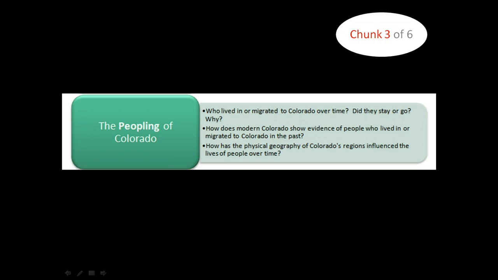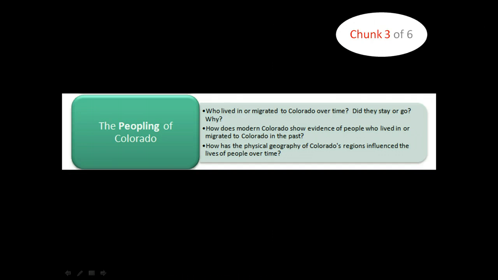The third chunk bundles together learning goals focused on the diverse people and groups who have come to Colorado over time. We call this process the peopling of Colorado. Students look into who lived in or migrated to Colorado over time, if they stayed, why, and if we see evidence of those people in Colorado today. Teachers are also encouraged to elevate how economic incentives brought these different groups to Colorado over time, as economics was a significant variable that has impacted our state's growing and changing population.